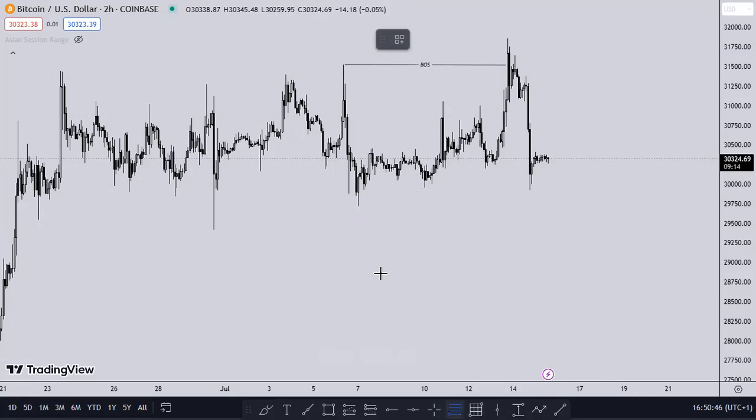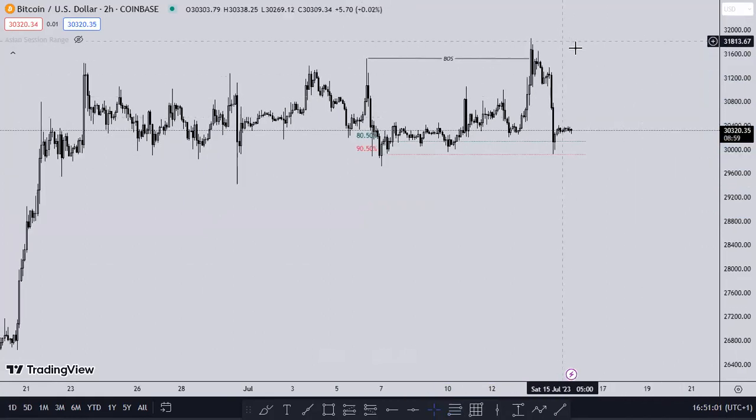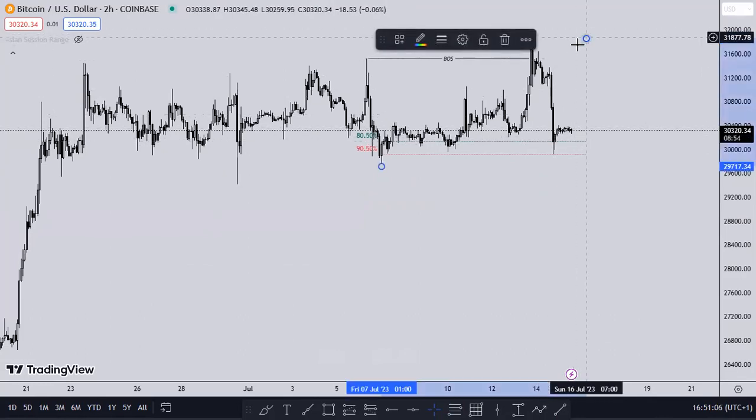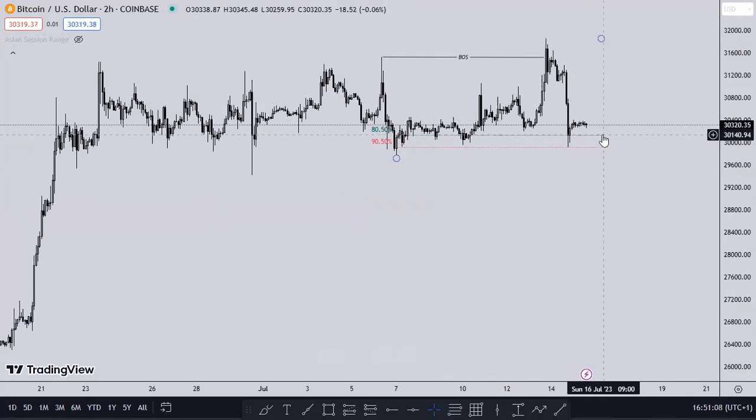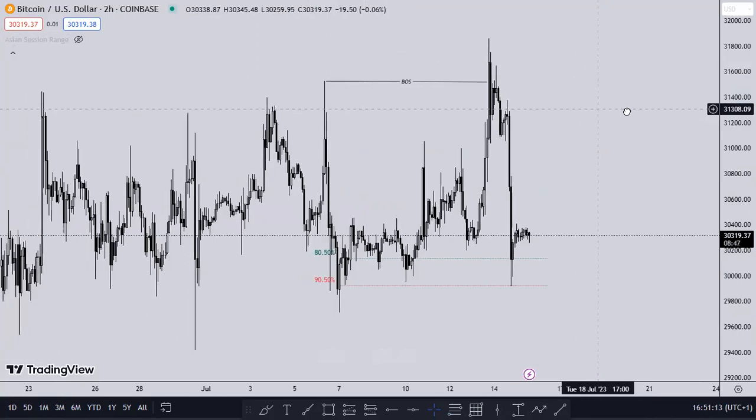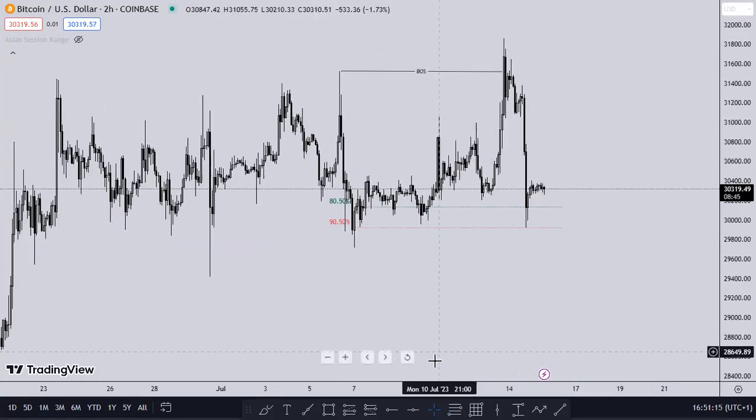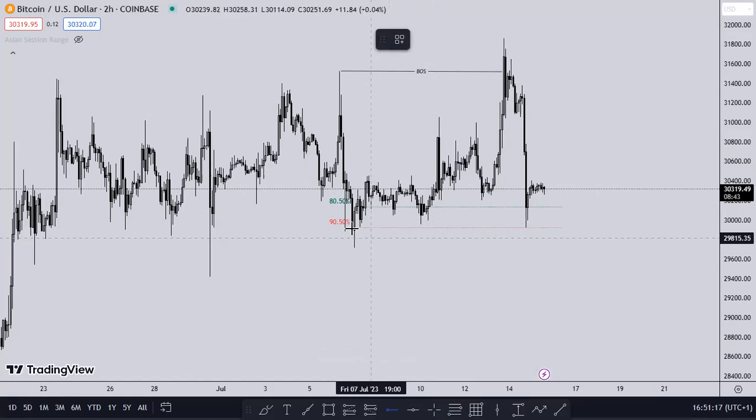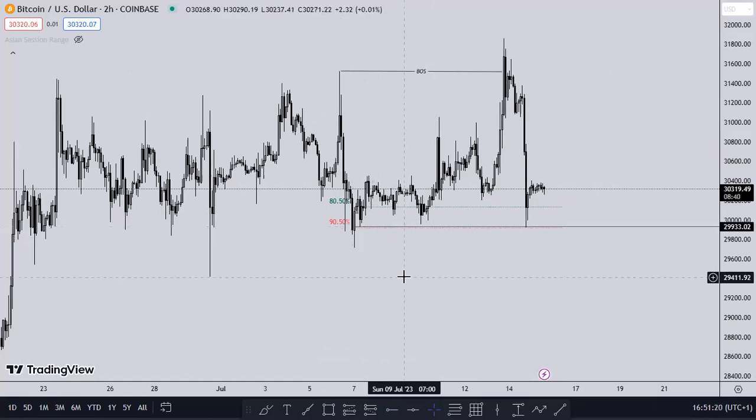This was the low. So I'm going to mark out my Fibonacci retracement. After knowing the trend of the market, knowing that there's a previous break of structure there, I'm going to mark out my Fibonacci retracement now. So this is my Fibonacci retracement tool, and here's my level. Here's my 90.50 level.